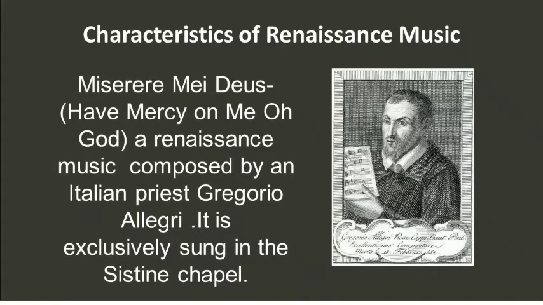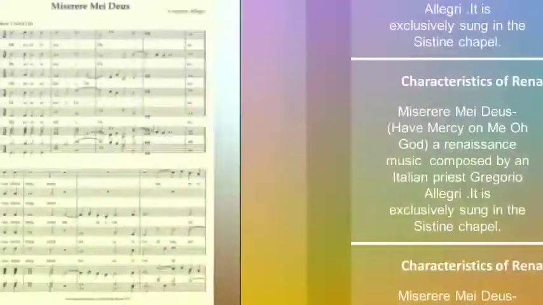You will be hearing an example of Renaissance music entitled Miserere mei Deus, or Have Mercy on Me, O God, a Renaissance music composed by an Italian priest, Gregorio Allegri. It is exclusively sung in the Sistine Chapel.